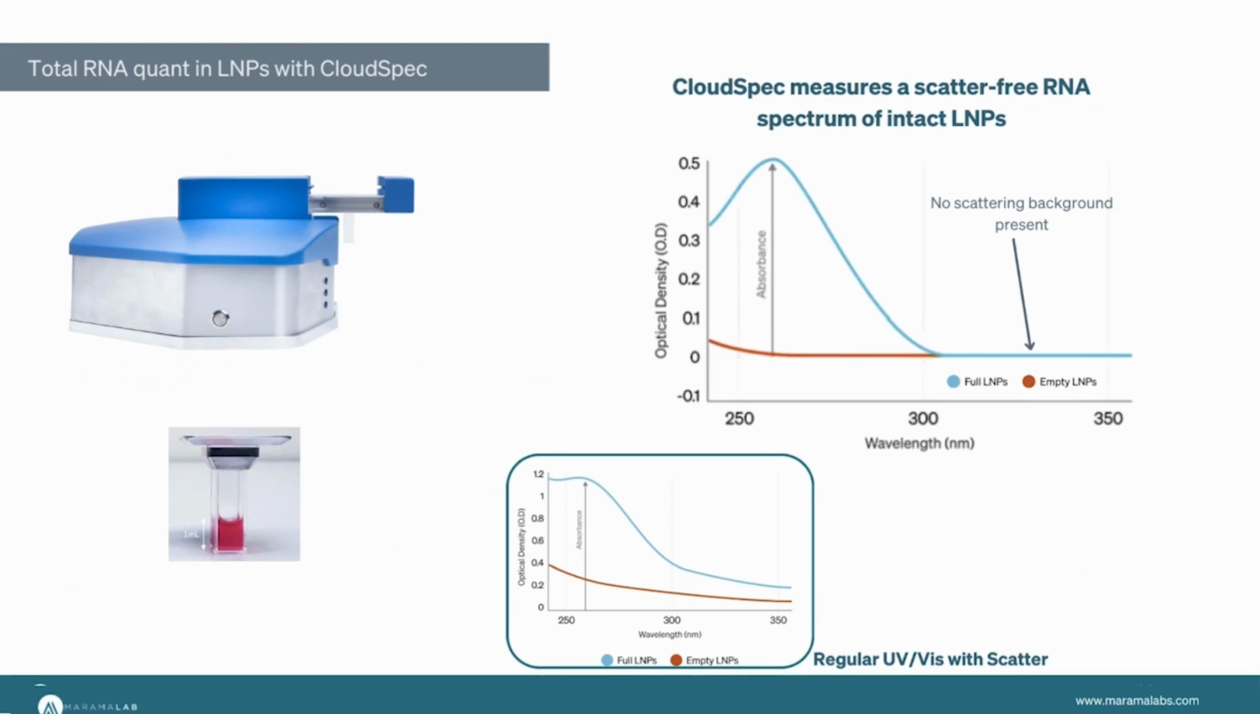And where we get to with that is, if you see the top right, this is a scatter-free absorption spectrum. It's as if the scatter wasn't there. The empty LNP is there just for reference to show that there's no absorption underneath the RNA peak in this particular case. And if you compare that with regular UV-Vis, you can see that it now looks much more like you would expect an RNA peak to look. And you can analyze it in the same way that you would with regular UV-Vis.